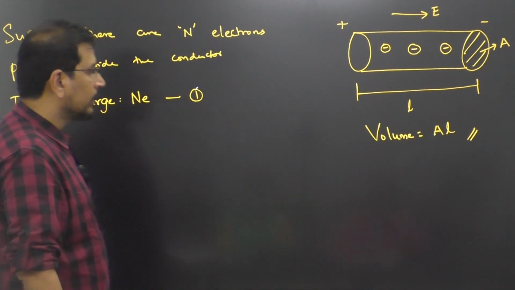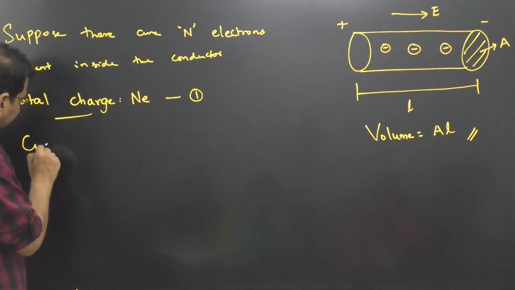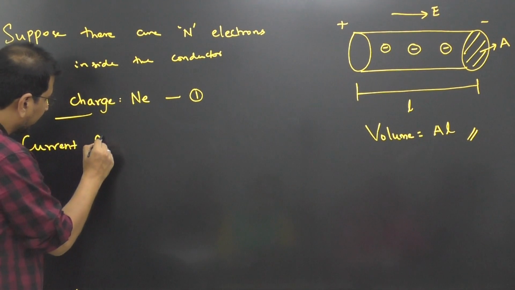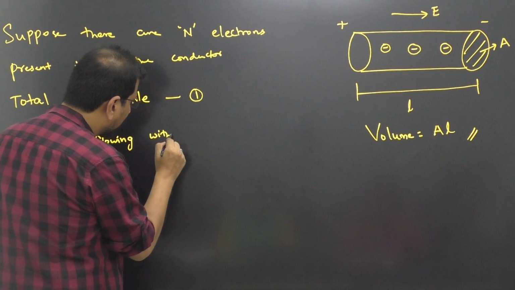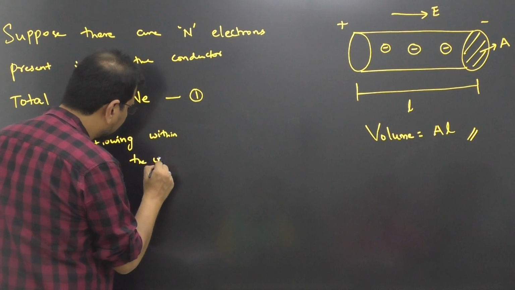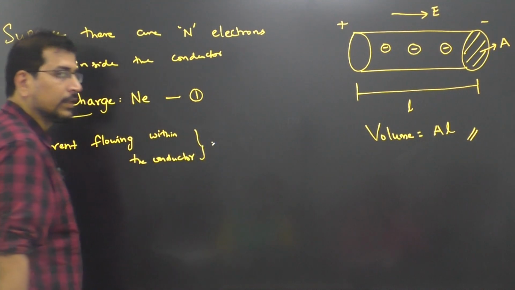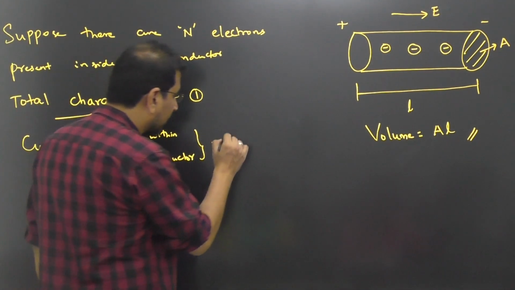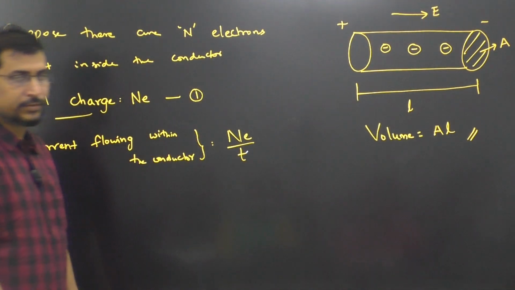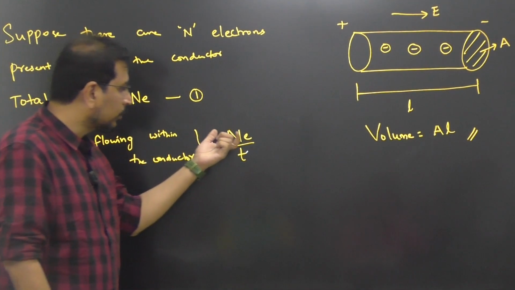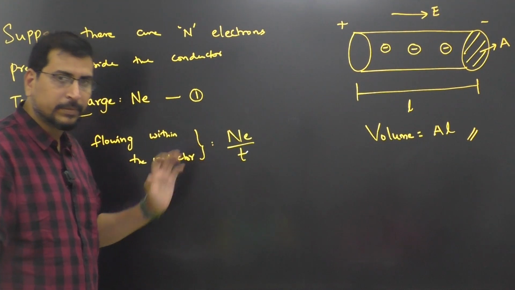Right. Now, what is going to be the current that is constituted? What is the current that is flowing within the conductor? It is going to be N into E divided by the time it takes. Why is it so? Because it is charge per unit time. So charge is N into E divided by time.